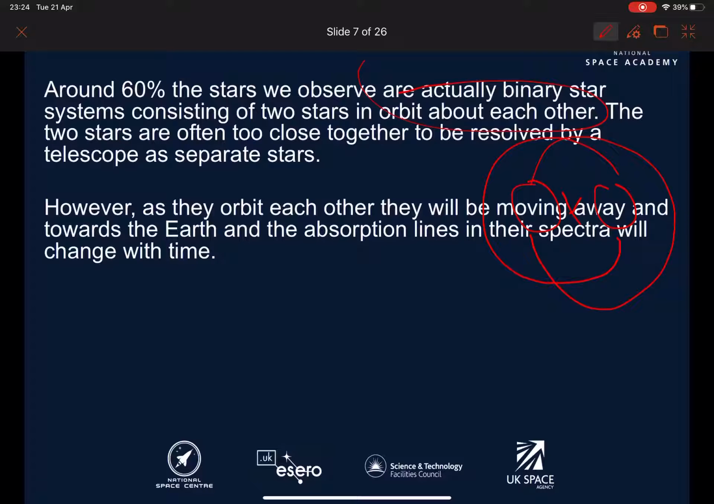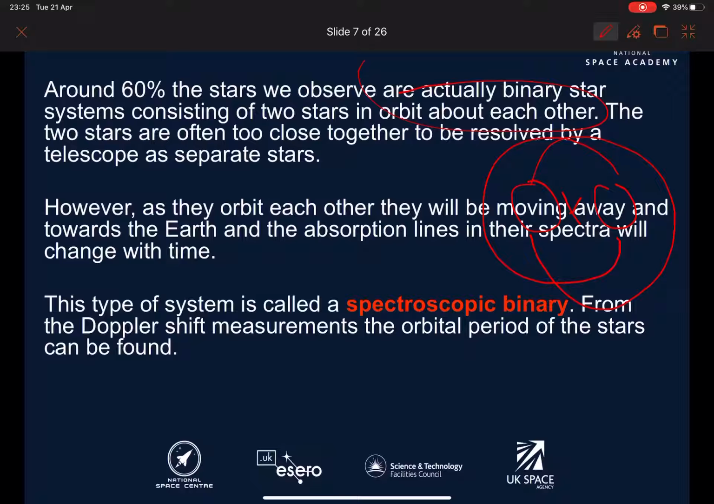So a lot of the stars are like this, and this makes the redshift, well, a little more complicated, but actually a little more useful as well. Because we might not be able to resolve these stars, we might not actually be able to see them as two separate stars using our telescope. However, as they orbit each other, of course, it will affect the absorption spectra. When we see this happening, we call it a spectroscopic binary.